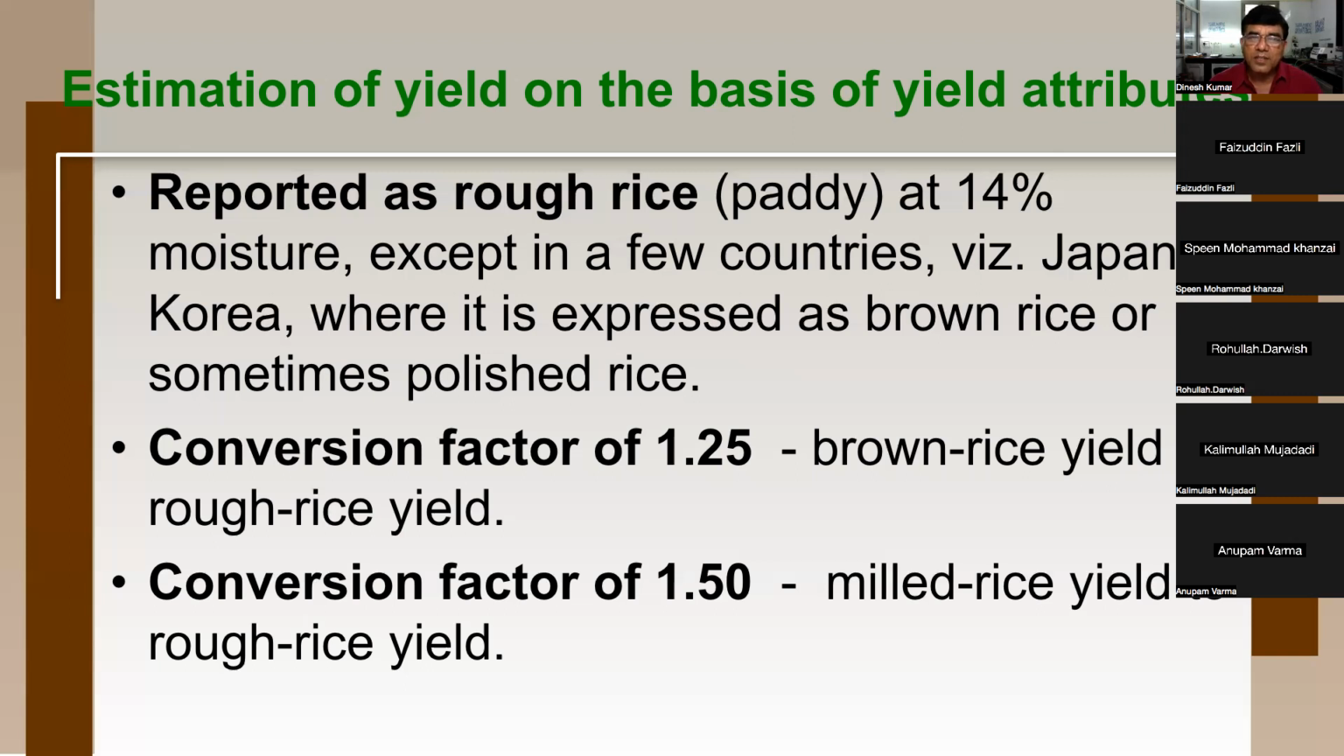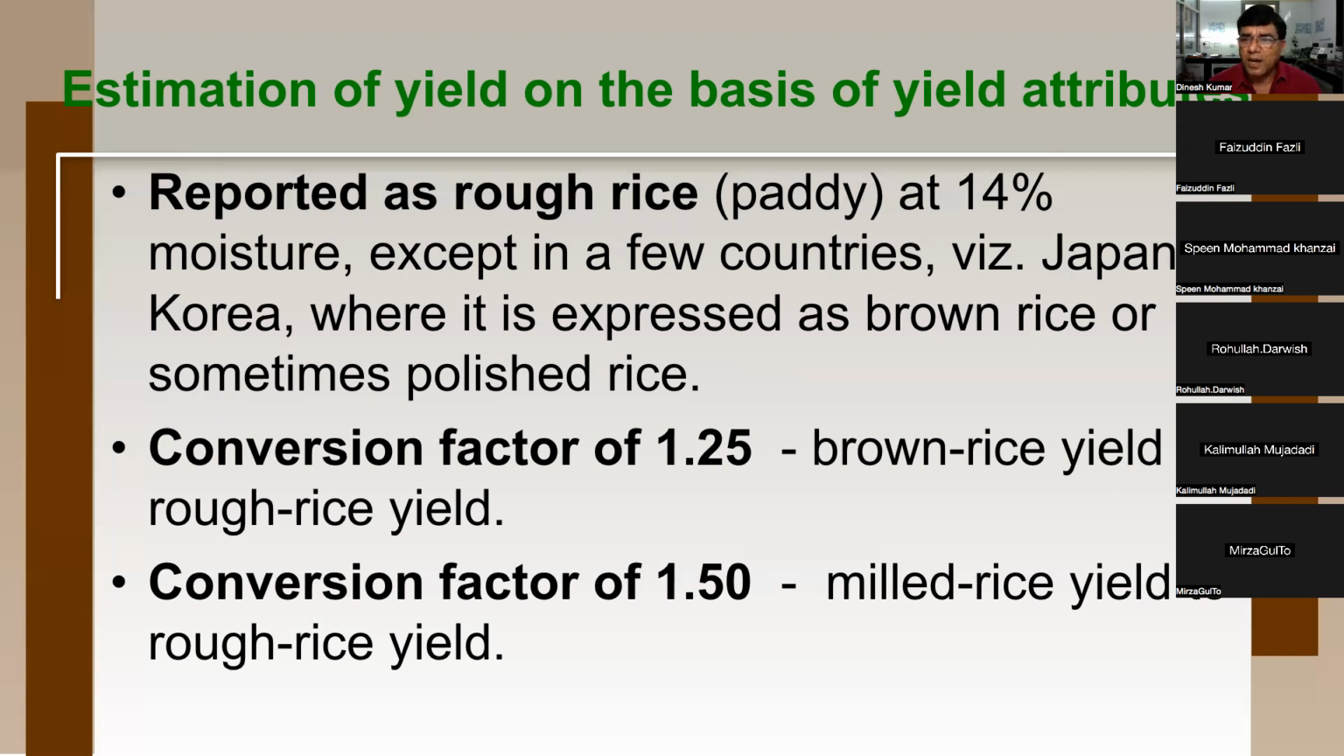So in case of rice, the major yield attribute is the number of panicles or number of ears per meter square, or per hectare. This is number one. Number two is the number of grains per panicle. How many grains are filled? Filled grains per panicle, or per spike in wheat. In wheat, you call it a spike. Similarly, the third important yield attribute is 1,000 seed weight. How much is the 1,000 seed weight of the grains?